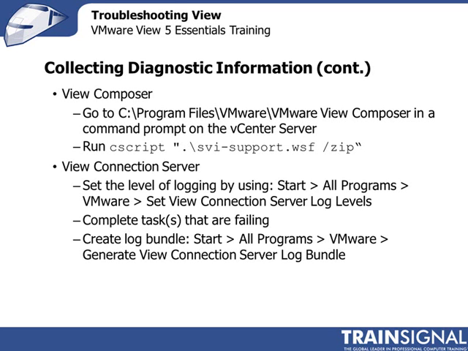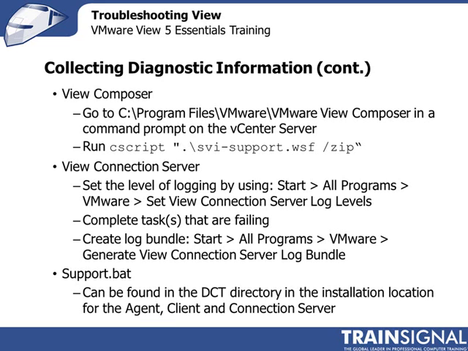On the connection server, you'll first need to set the proper level of logging that you want to collect, complete any task that happens to be failing, and then you'll be able to generate the log file bundle using a Start Menu program. Finally, you can use the support.bat file that can be found in the DCT directory in the installation location for the agent, client, and connection servers.